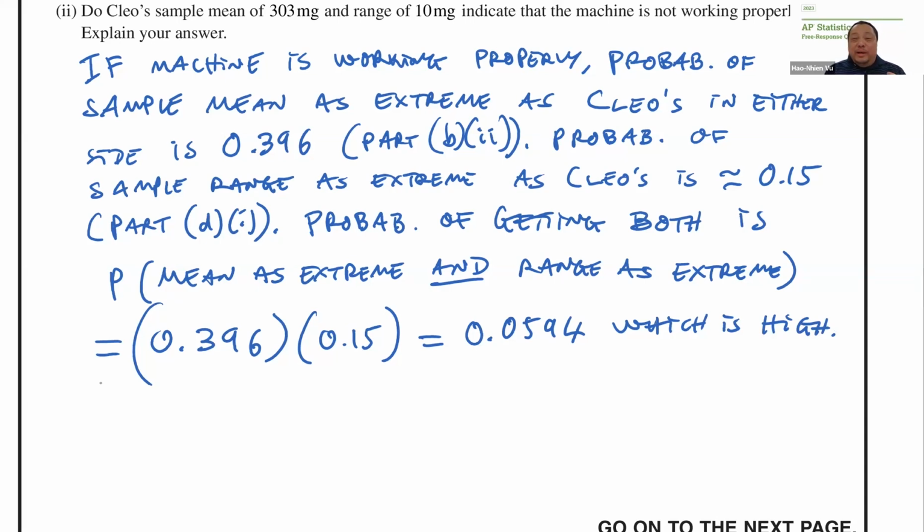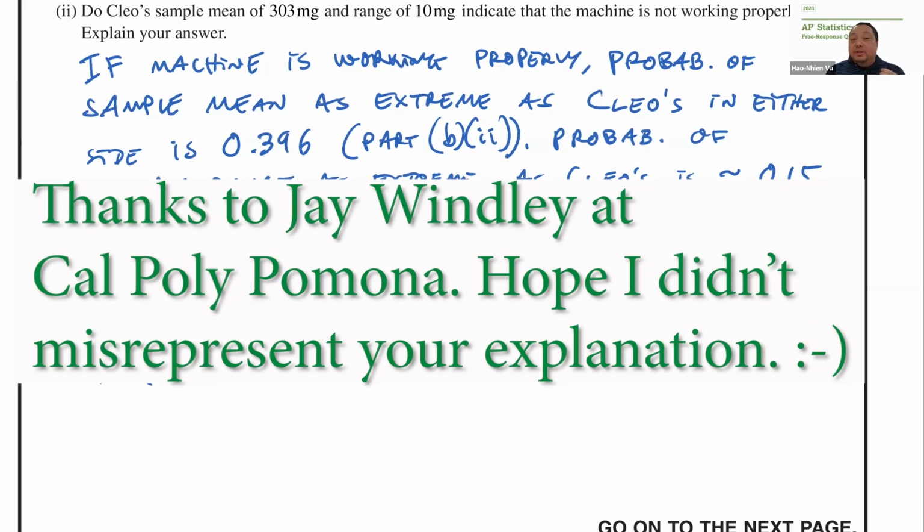And you're probably going to say, well, how can we multiply? How do we know that mean and range are independent? Well, mean and range are independent because once you have a mean somewhere, just move the range accordingly. They don't change each other's probability. But how would you as a student know this? And for this, I benefited a lot from discussion with some of my fellow readers, specifically Jay Windley from Cal Poly Pomona, and so I'd like to thank Jay Windley for that.